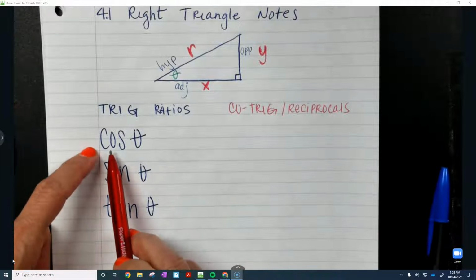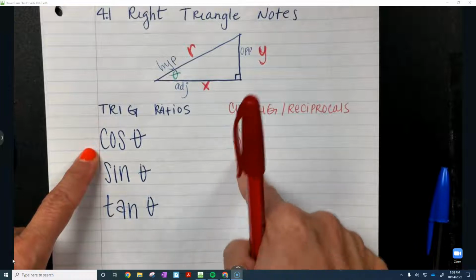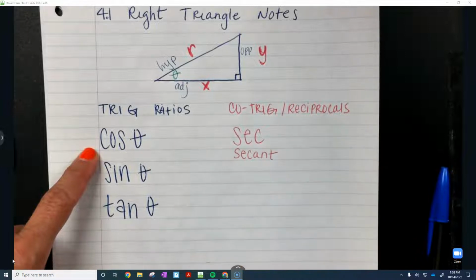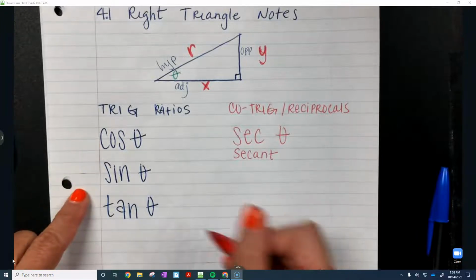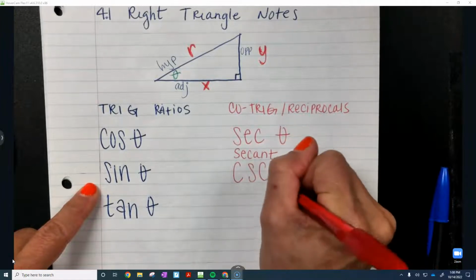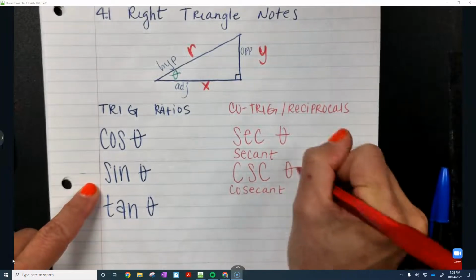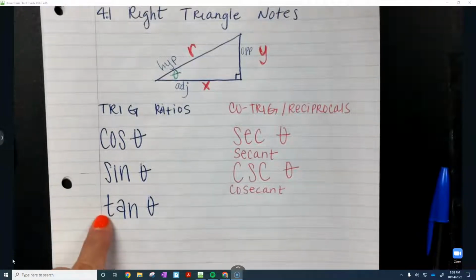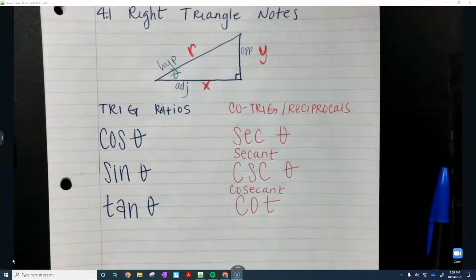The reciprocal of cosine is called secant. It's denoted by SEC. Under here, I'll just write the word because I know you haven't seen that before. That's going to be the secant of theta. Your sine is cosecant, which is CSC, cosecant. I know those don't really sound like they would match up, but tangent does. The reciprocal for tangent is cotangent, and we just write that as COT.